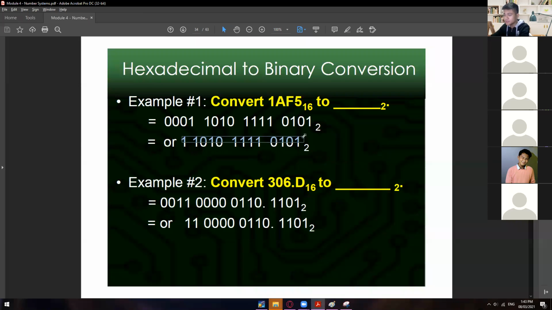Which is now this one. So this is the most complete answer, which is also correct. But the simplest form is this one. So 11010, 1111, 0101.